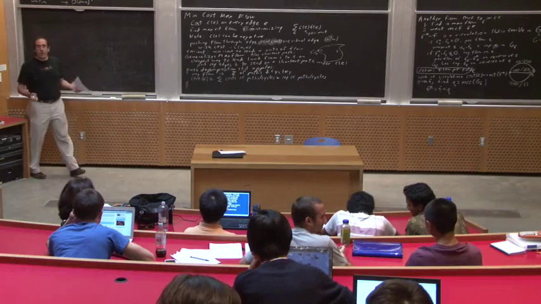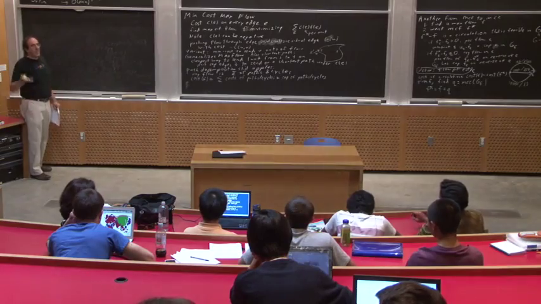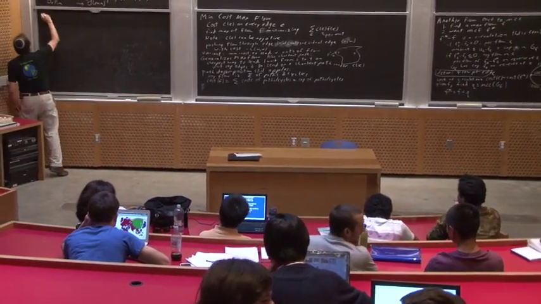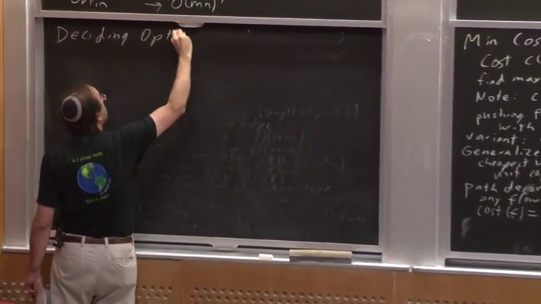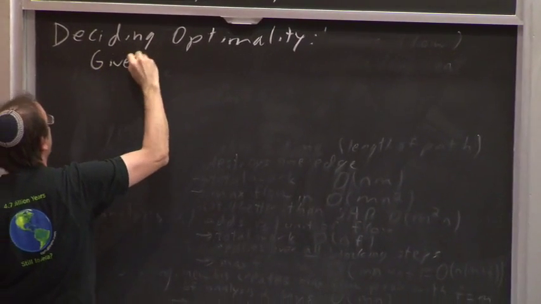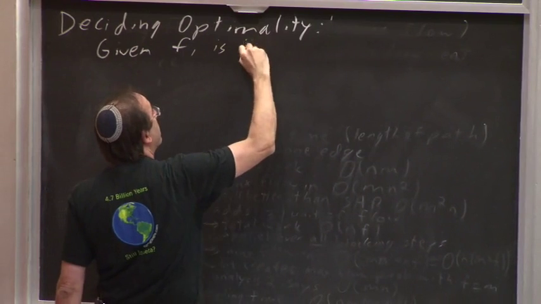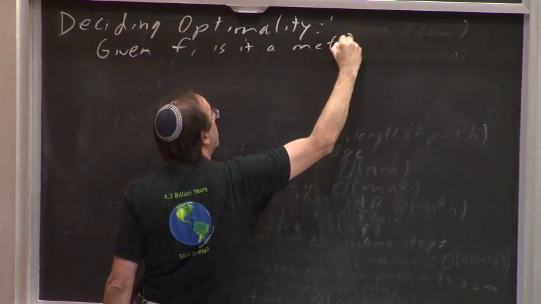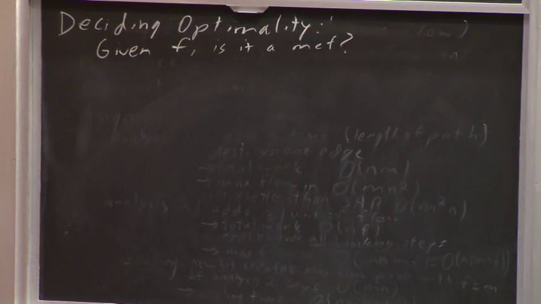The next question, again, we're following exactly the same path as we did for max flow. So the next question we're going to ask is about deciding optimality. So given a flow F, we can ask, is it a min-cost flow? And again, we're looking for easy mechanisms to prove that it is and that it isn't.